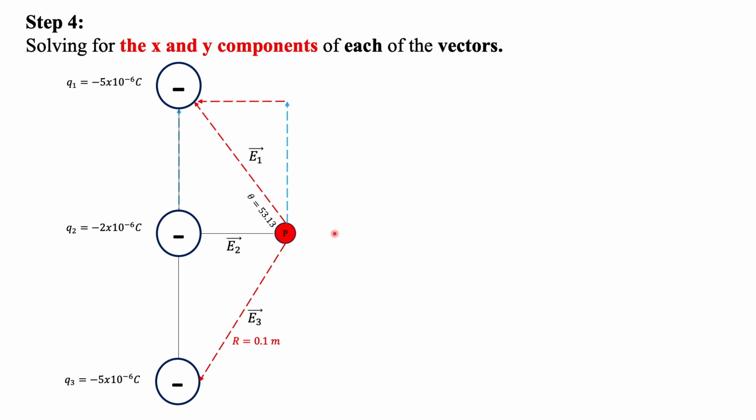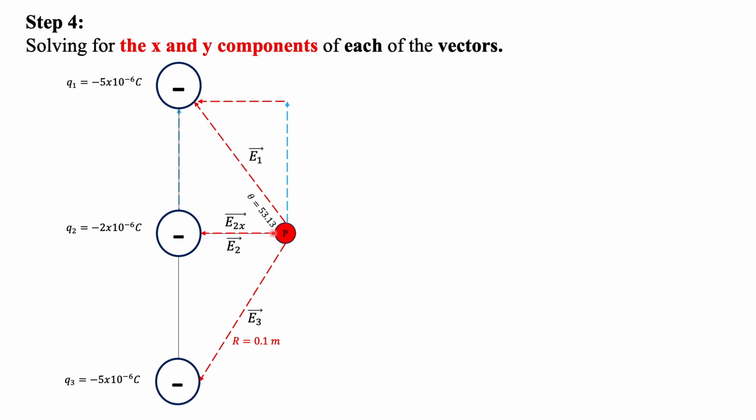But looking at this geometry, it's very apparent that for E2 this will be a very simple case, since the E2 vector lies specifically along the coordinate axis, particularly on the x. So that means there should be no y component. All right, so this is your E2x and there is no E2y. But we're going to prove that mathematically.